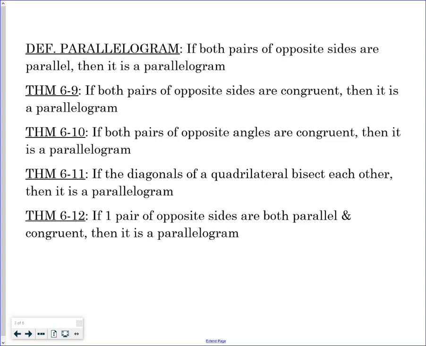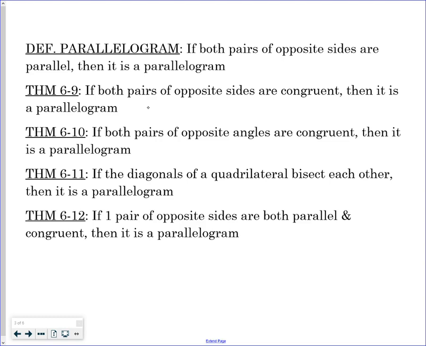So the first thing we have is definition of a parallelogram. If both pairs of opposite sides are parallel, then it's a parallelogram. It's obviously a four-sided figure. That's part of it too, right? All right, so theorem 6.9. If both pairs of opposite sides are congruent, then it's a parallelogram. Again, exactly backwards of one of our theorems from yesterday.